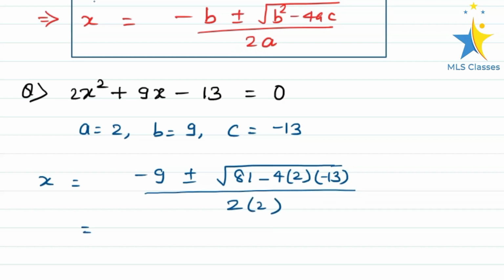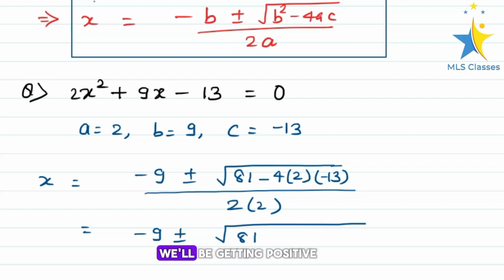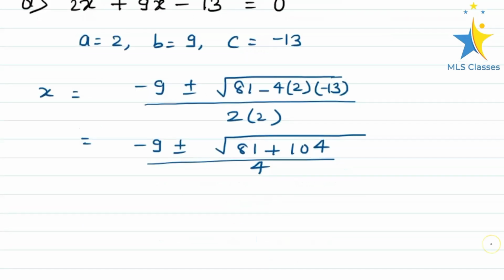So we'll be getting negative 9 plus minus square root of 81, and here we'll be getting 4 times 2, 8, 8 times 13, that is 104. So you can see we'll be getting positive 104, because negative negative multiplied gives us positive. So 81 plus 104 is 185, divided by 4. So we can write this as x is equal to negative 9 plus minus square root of 185 over 4.